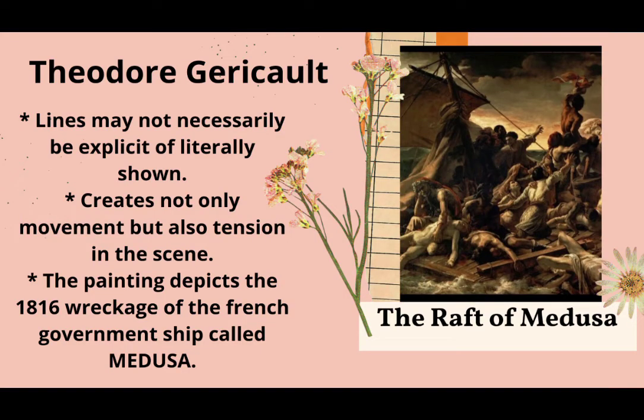We have the last image, The Raft of the Medusa. Lines may not necessarily be explicit or literally shown. They create not only movement but also tension in the scene. The painting depicts the 1816 wreckage of the French government ship called Medusa. This is by Théodore Géricault. What you see in the painting are implied lines that are powerful. In The Raft of the Medusa, the position as well as the orientation are diagonal in direction. There is dominance among the men on the raft and with the scenery.